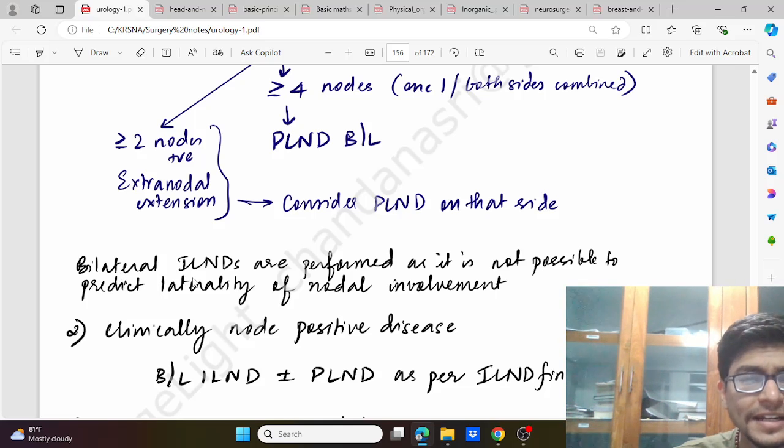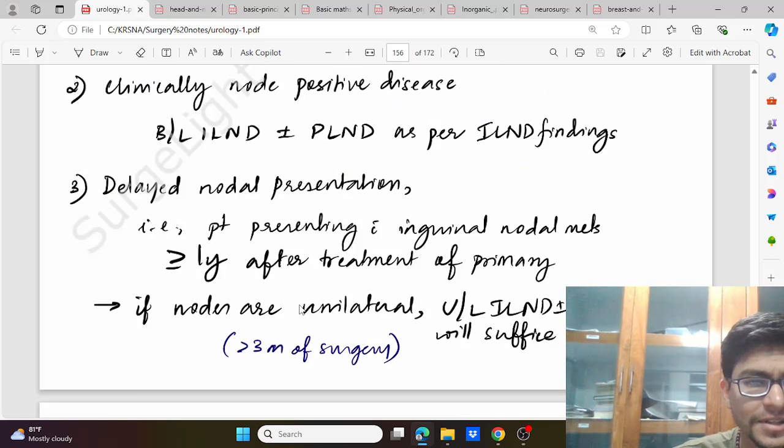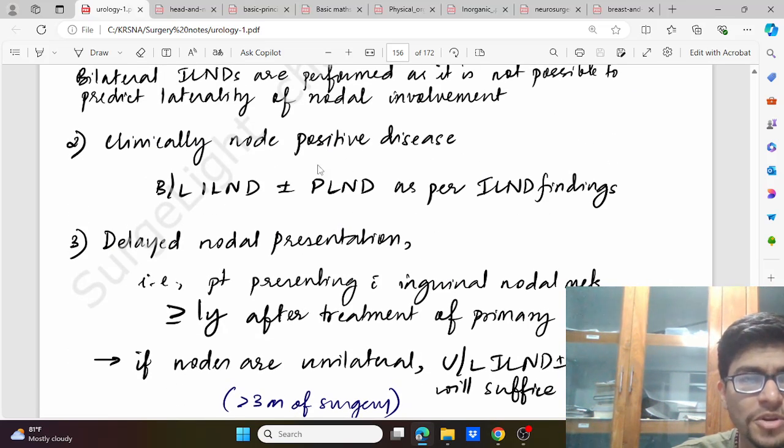So bilateral inguinal lymph node dissection is performed as it is not possible to predict laterality of the nodal involvement. So we have to go for bilateral inguinal lymph node dissection. Then in clinically node positive disease, we go directly to bilateral inguinal lymph node dissection, with or without pelvic lymph node dissection as per the findings of the inguinal lymph node dissection.